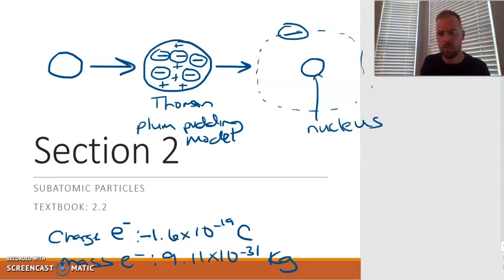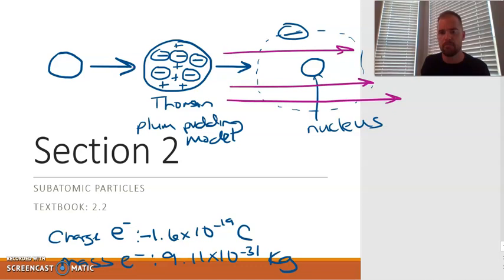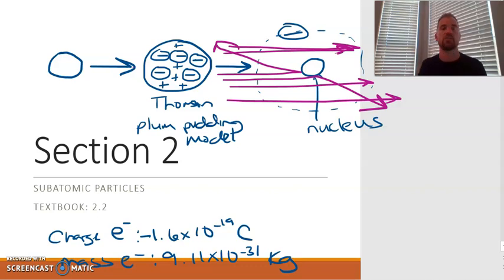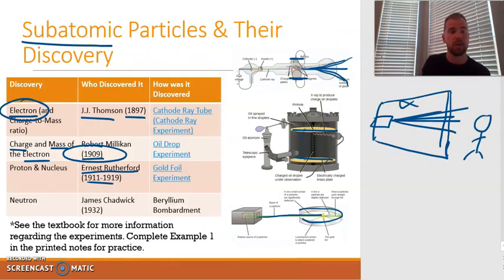Well, he would notice that most of the time, the beam of particles he was shooting through would pass straight through the atom. Most of the atom was empty space, but every now and then, a beam of particles would hit the nucleus and cause it to ricochet, or hit it straight on and shoot backwards. And so that was the essence of the gold foil experiment. And so through that experiment, Rutherford discovered the existence of the nucleus.